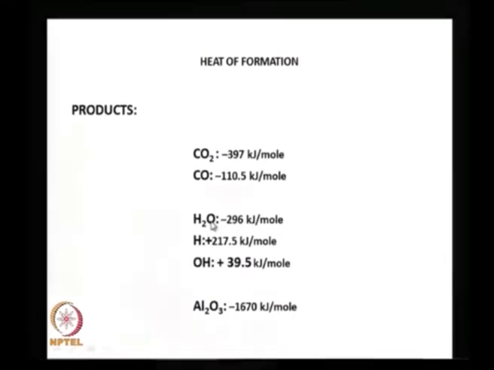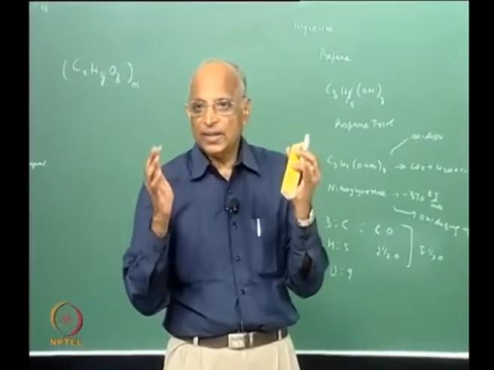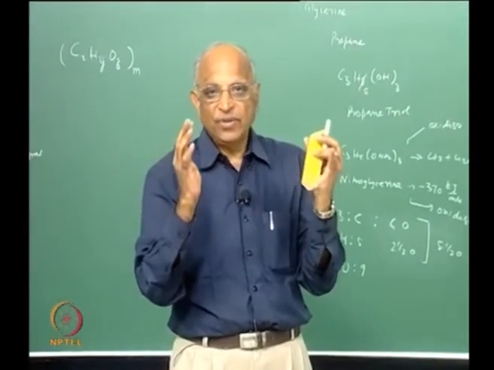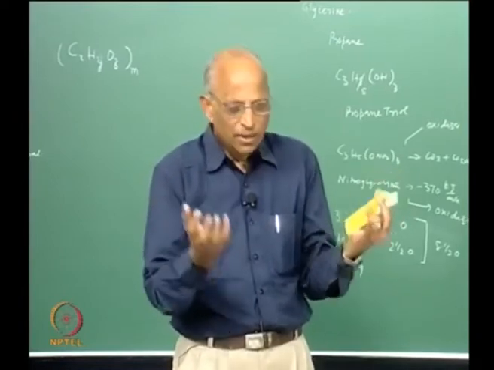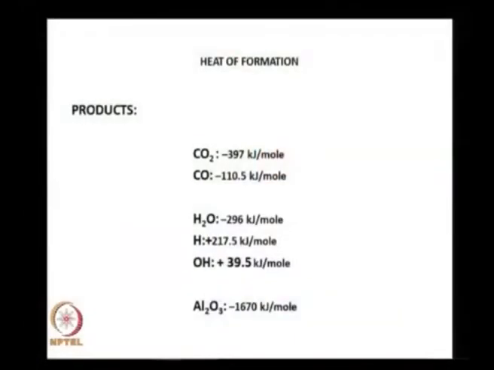When I say water, why is it water? Because I am looking at the standard condition of 25 degrees centigrade, and the pressure is not that important for a liquid, right. Therefore, under standard condition, it is water, and water has minus 296. H dissociated, we found it is plus 217. OH dissociated is again a high value, 395. But if I take aluminium oxide, it is an extremely large negative value, minus 1670 kilojoule per mole. Well, these are some heats of formation which are given to you, and how do you get them? They do experiments to give the heat of formation.